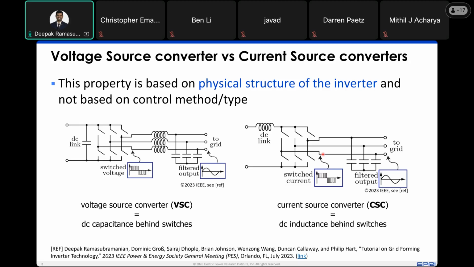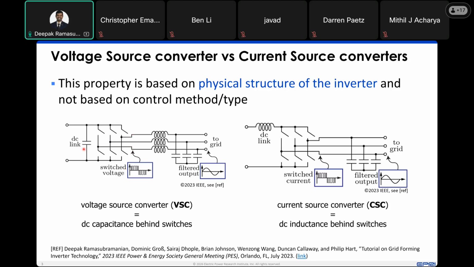It's useful to bear in mind that every inverter that we have today on the network, at least on the generation side, is a voltage source. It is a source that generates an AC voltage from a DC voltage. So from the physical structure of the inverter, it is a voltage source, and that is every inverter that's there on the system.